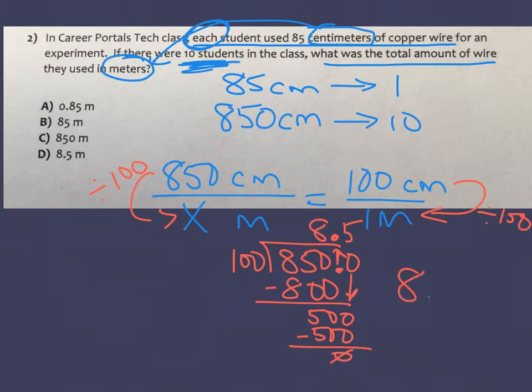8.5. 8.5 meters of copper wire. Is that an answer choice? It sure is. Answer choice D.